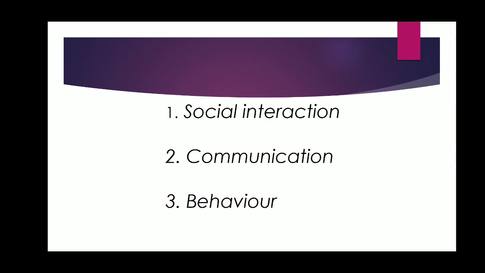If a person or child with autism has two or more characteristics from each category, six plus characteristics from these categories, they will lie in the autism spectrum disorder. So first of all, we have social interaction.